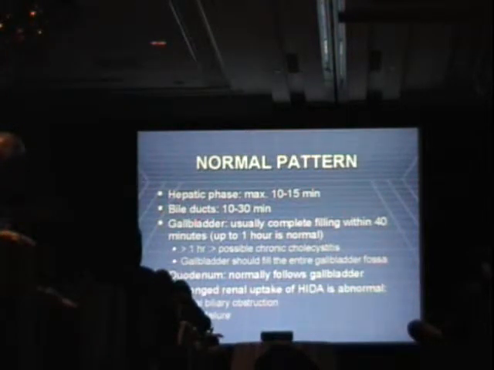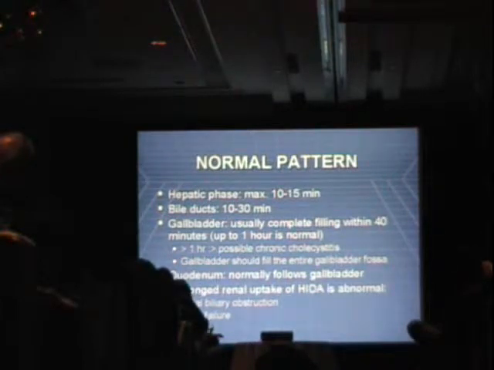The normal pattern is the liver should max out at about 10 to 15 minutes after injection and should rapidly decrease. There should be very little activity in the liver at the end of 1 hour. If you see a lot of liver activity, that's decreased liver function. The bile duct you should see very soon, within 10 to 30 minutes. The gallbladder then usually fills up within 40 minutes. The study is technically not abnormal if you see the gallbladder anytime in the first 60 minutes. If it takes longer than an hour to see it, it could be chronic cholecystitis.